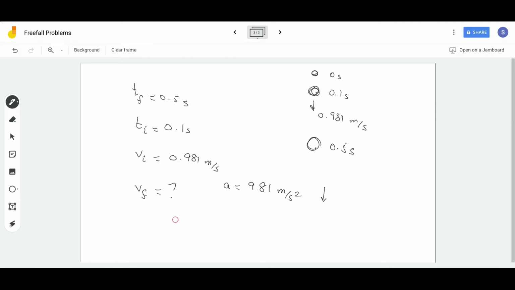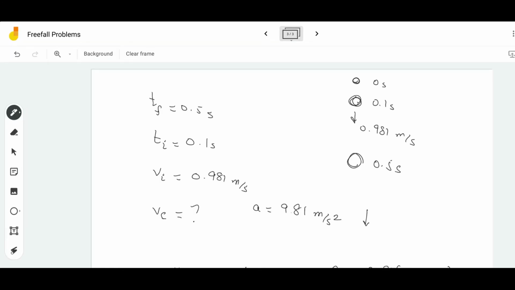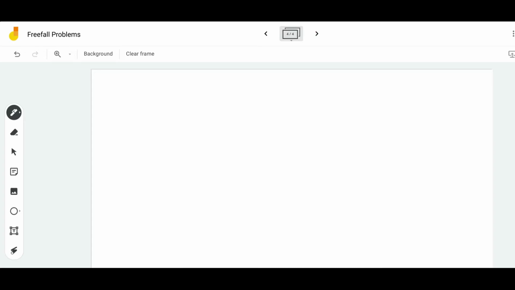So what I can do then is plug it back into the original equation that we talked about. Let's rewrite that equation: vf is equal to vi plus at, which then becomes vf is equal to 0.981 plus 9.81 times (0.5 minus 0.1), which, moving on to the next frame, is going to be vf is equal to 0.981 plus 9.81 times 0.4.